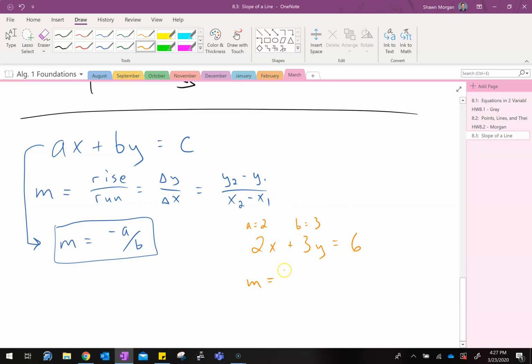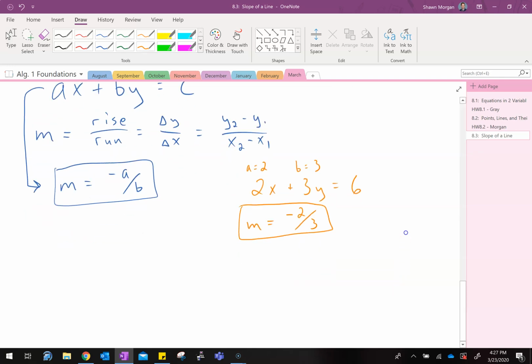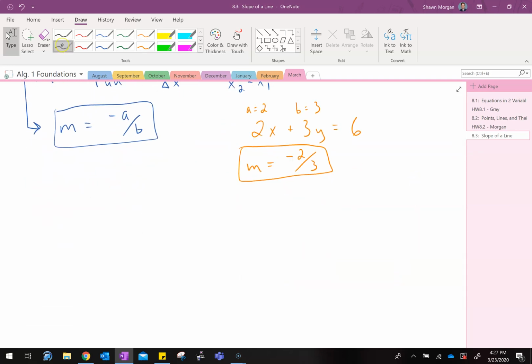And then for my formula, I say the opposite of whatever a is. So if a is positive, the opposite of that would be negative. And divide by b means divide by 3. And there we go. That is our slope. So whenever you're given the equation of a line in standard form, super simple to find the slope. Just do the opposite of a over b. Okay? I'll give you one to try.